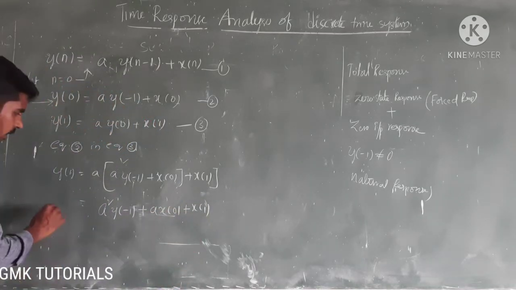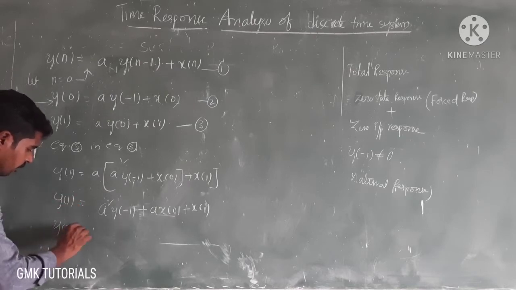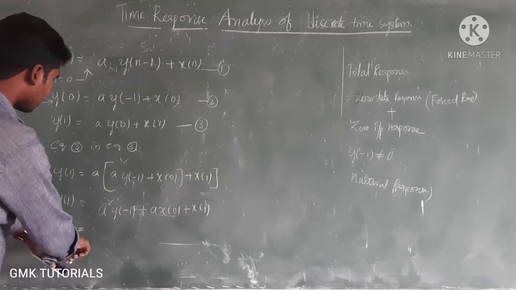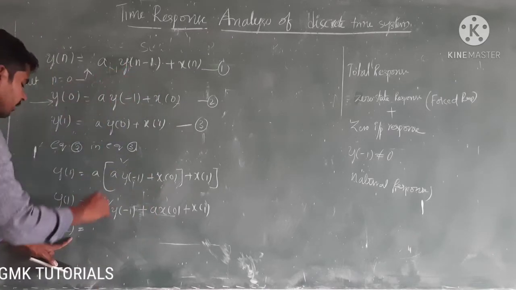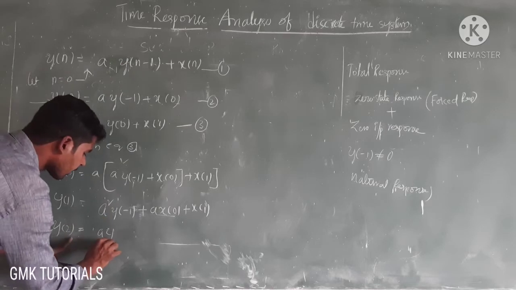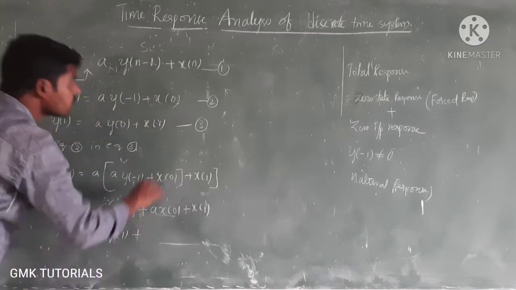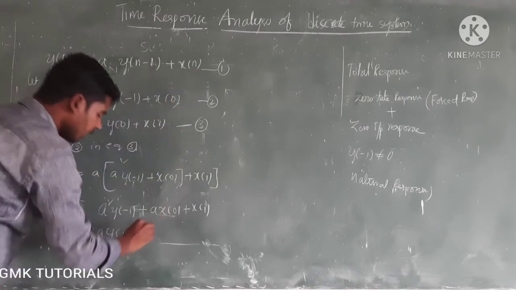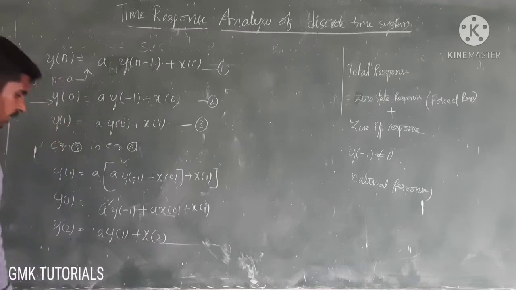So this is the y of 1 value. Suppose you are calculating the y of 2 value, it is the same scenario. Now we have to find the n is equal to 2. We substitute in the first equation, then we get a into y of 2 minus 1, which is equal to y of 1 plus x of n, that is x of 2. Now the same process.